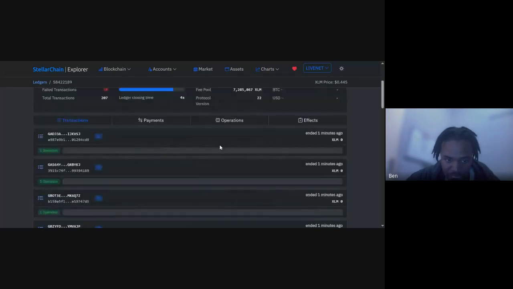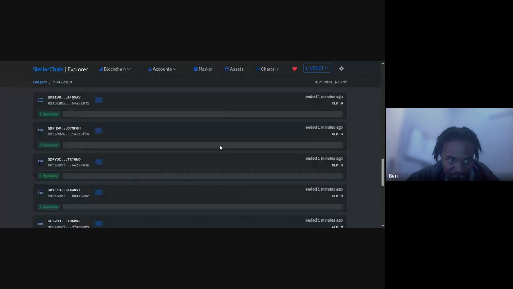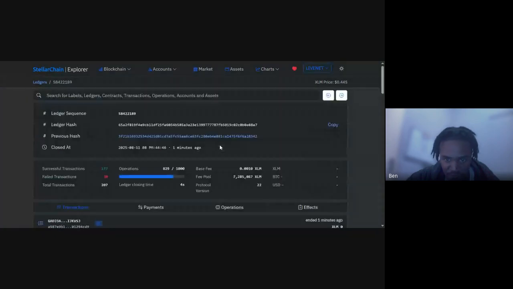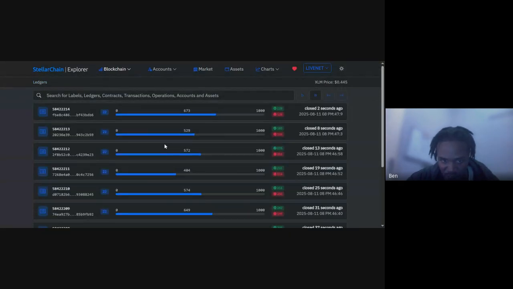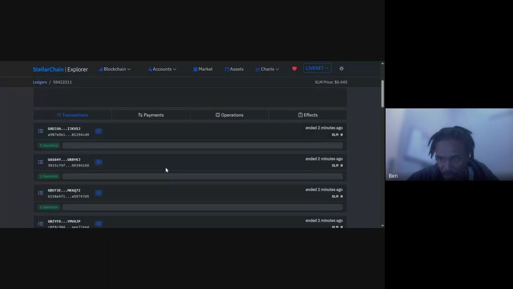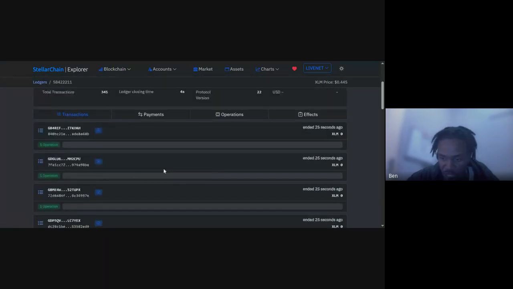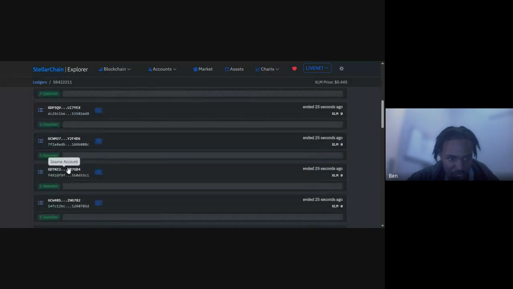So all this is the Stellar Explorer. It's exploring all the transactions that are happening, and all this XLM that you see in these transactions has real monetary value. So this is actually money that is moving.